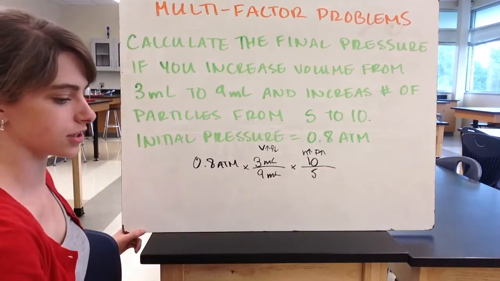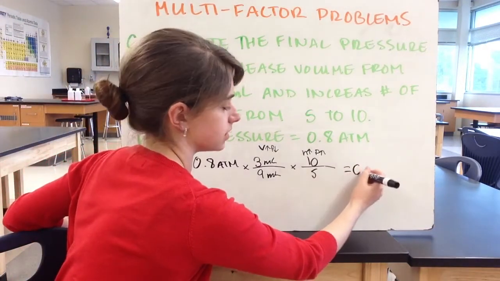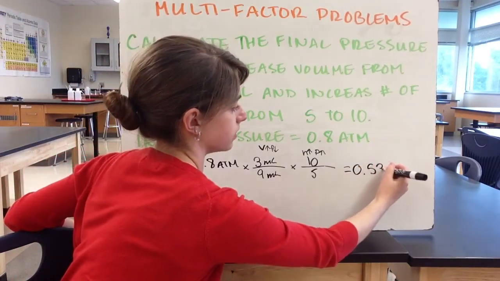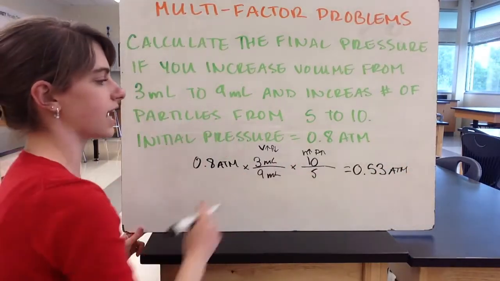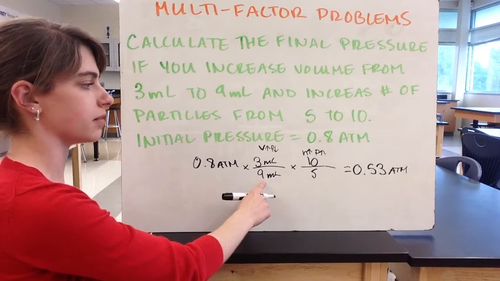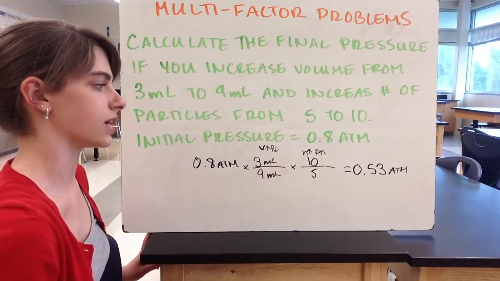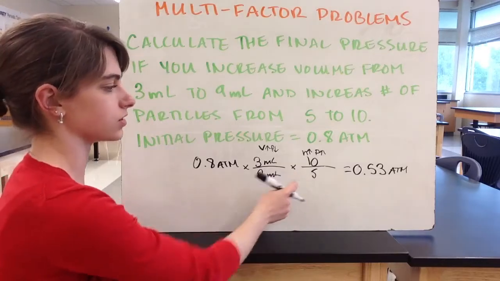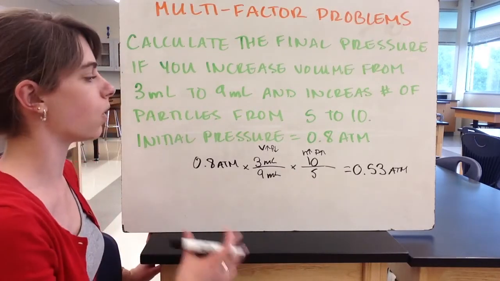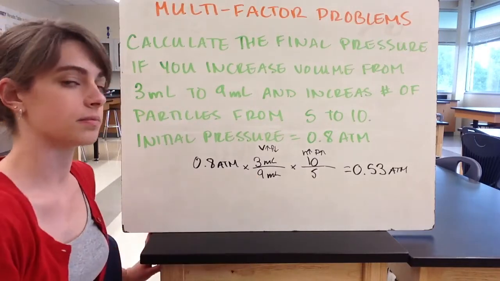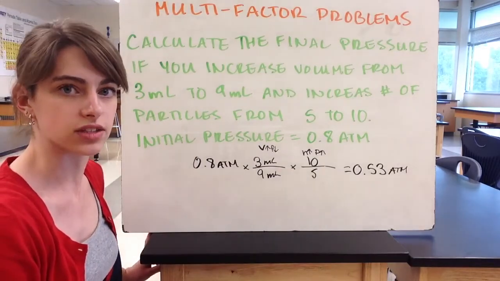When you plug this into your calculator and get a number out, you should get 0.53 atmospheres. So it did go down. This tells you that the volume had a bigger influence than the number of particles, because it made it go down. However, adding particles made the pressure go down not as much as it would have if you had only increased the volume. And that's our quick review of how you do gas law problems.